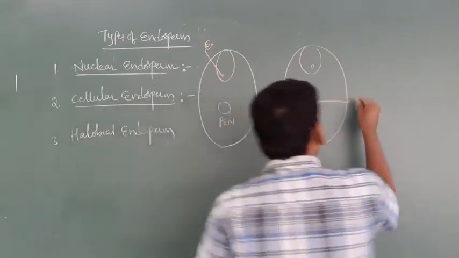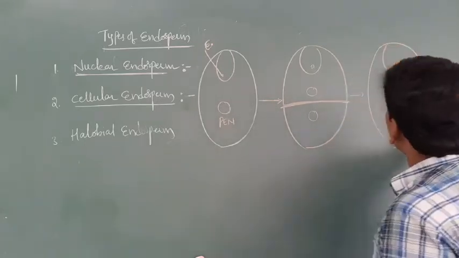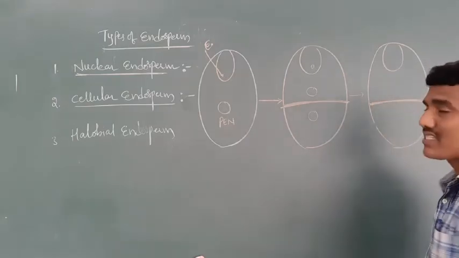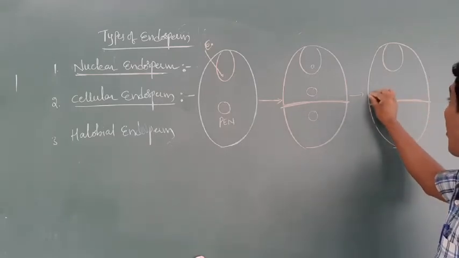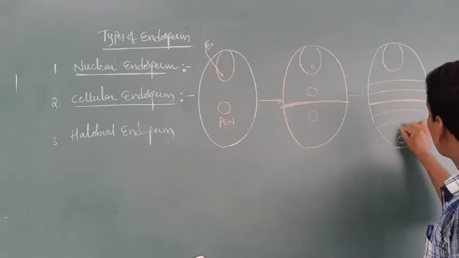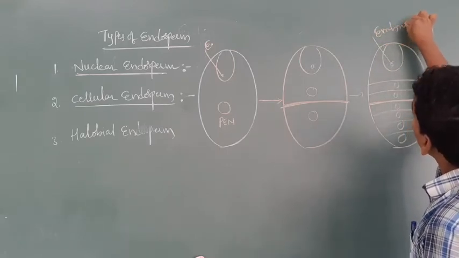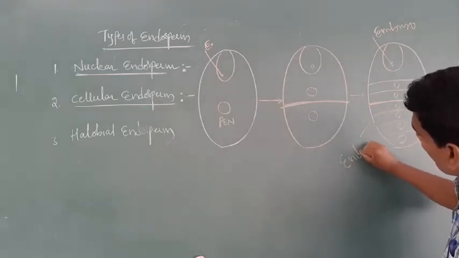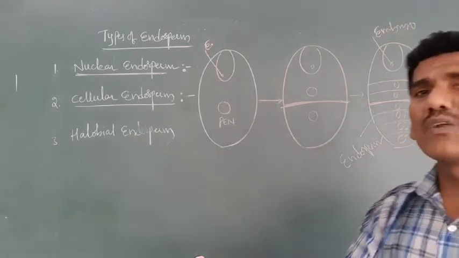Wall formation is created in cellular endosperm. Here, first of all, the first wall is transverse. The first wall is usually transverse, sometimes oblique. See this one. This is nothing but cellular endosperm. This is the embryo. This is totally endosperm. This is a cellular endosperm.